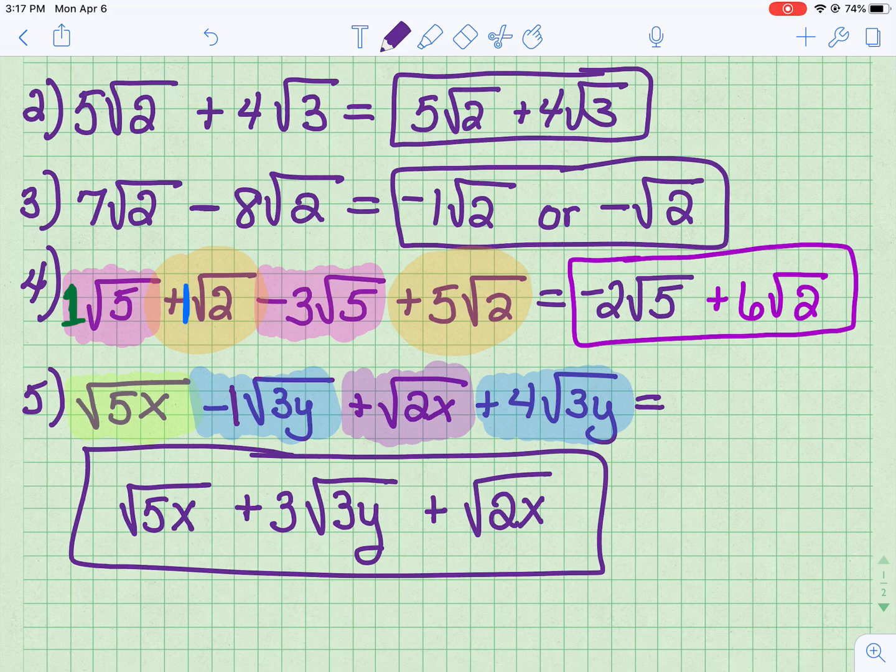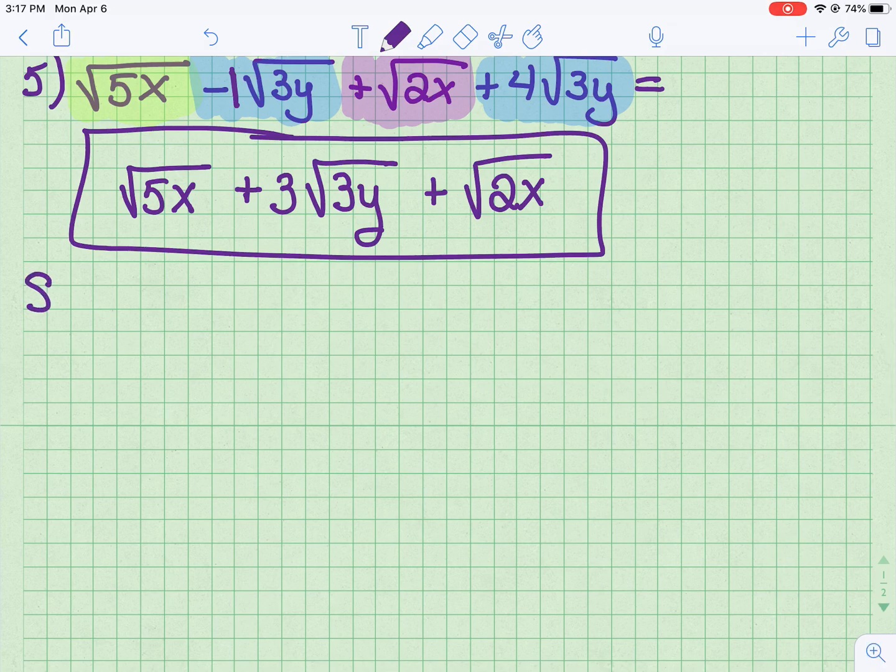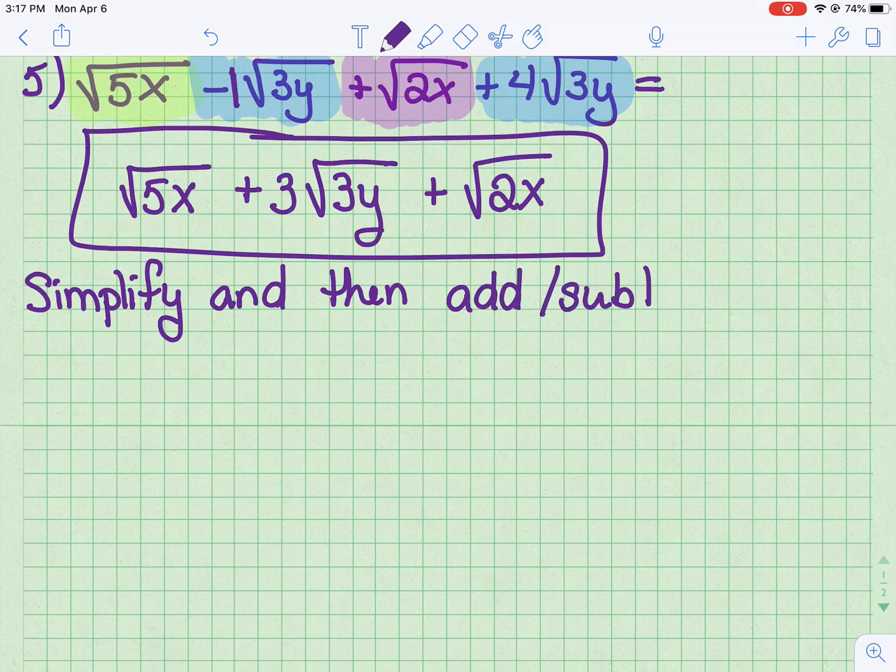Okay, we're simplifying. Now, sometimes, that was just 1 through 5. Now I want to talk about, sometimes you have to simplify first from what we learned in section 1 and section 2, and then add or subtract. So we're going to do a couple examples of those. So let's continue with the same numbering system.